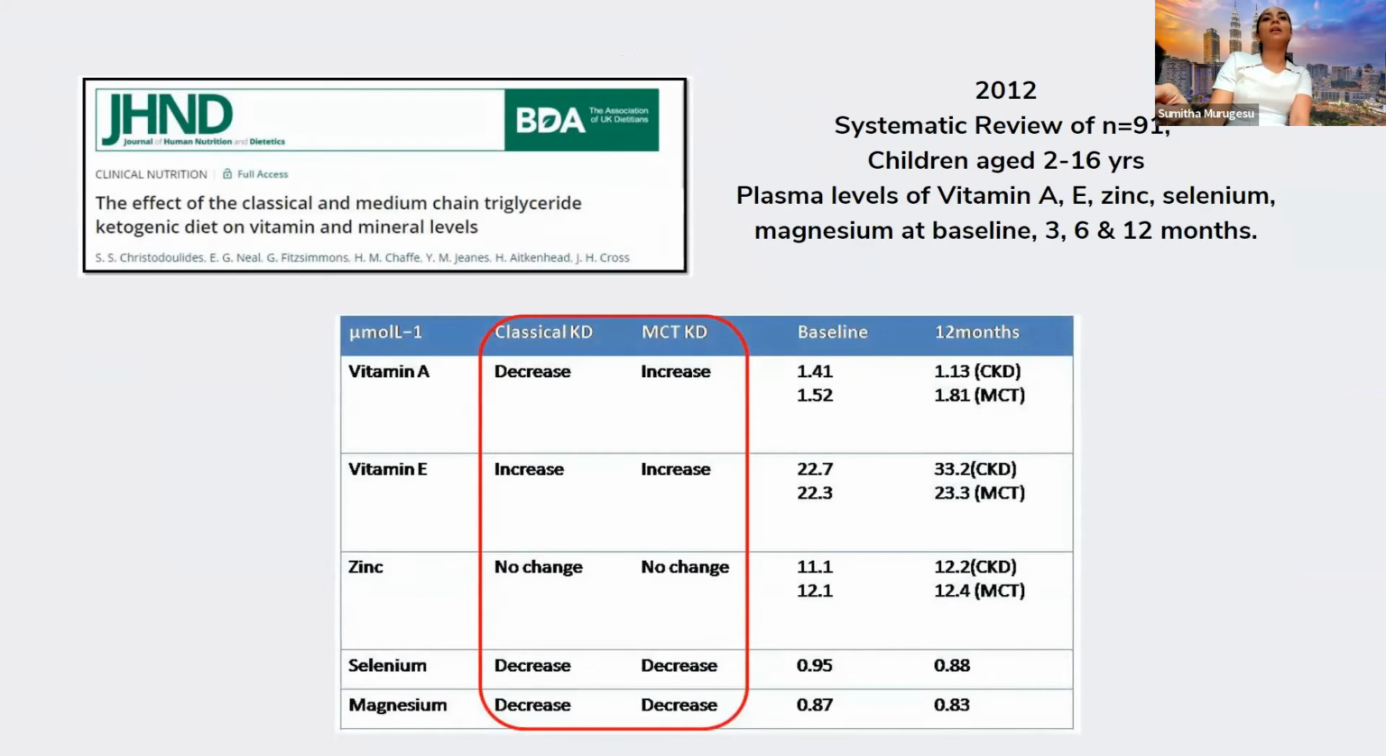This was one paper, a systematic review that looked at the effect of the classical and the MCT diet with regards to vitamin and minerals. So this is a systematic review in 2012, children aged between 2 to 16 years of age, whereby they measured the levels of vitamin A, E, zinc, and selenium and magnesium at baseline, 3, 6, and 12 months respectively. So the levels of A and E is fairly variable. Not much change in zinc was found. However, there were low levels of selenium and magnesium.